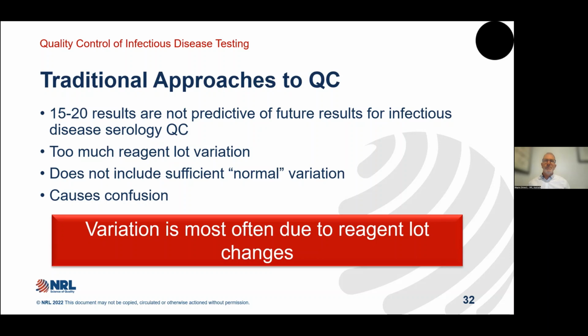The 15 to 20 results do not include sufficient normal variation to provide ranges that are indicative of testing systems that are out of control versus testing systems that are typically in control. And so this creates much confusion for the laboratory scientists.